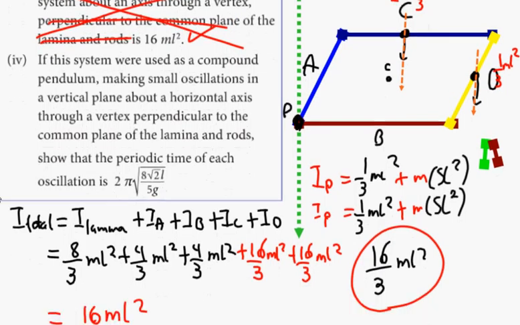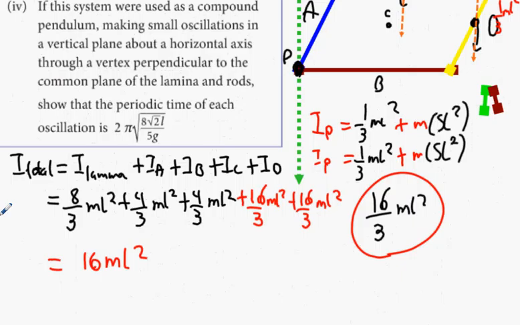Okay. If this system were used as a compound pendulum, making small oscillations in the vertical plane about a horizontal axis through the vertex perpendicular to the common plane, and so on. Like just a normal pendulum, a vertically suspended pendulum. Show that the period of time of each oscillation is 2 pi square root of 8 root 2 L over 5G. Now, the center of gravity, guys, okay? G over root 2L. Alright, that's perfect.